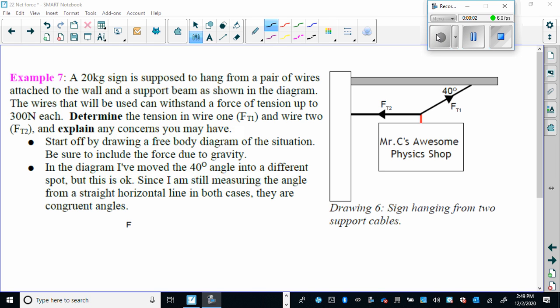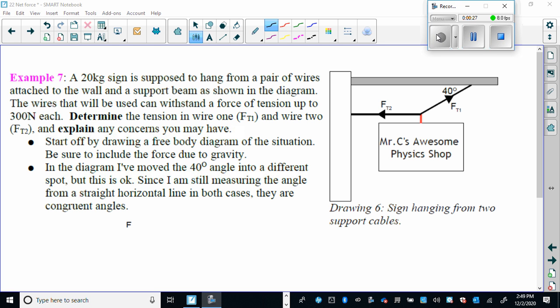Part 2 of net force, example 7. We have a 20 kilogram sign hanging from a pair of wires. The wires that will be used can withstand a force of tension up to 300 newtons. Determine the tension in wire 1 and wire 2 and explain if you have any concerns. Okay, so here's a more advanced problem for net force.